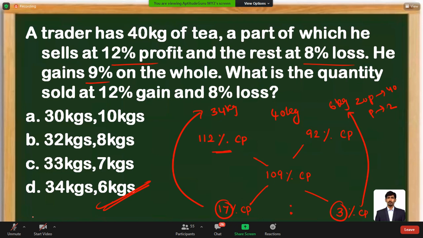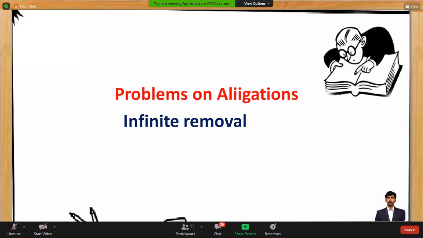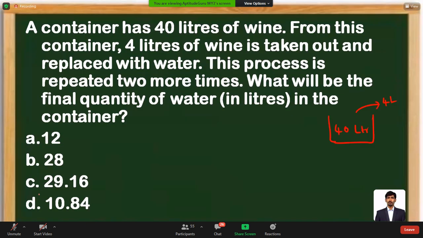You can see the questions of infinite removal. Remove and replace with one. This process is repeated for 2 more times. What is so here? One is the quantity, the other one is the quality. Quantity indicates this.